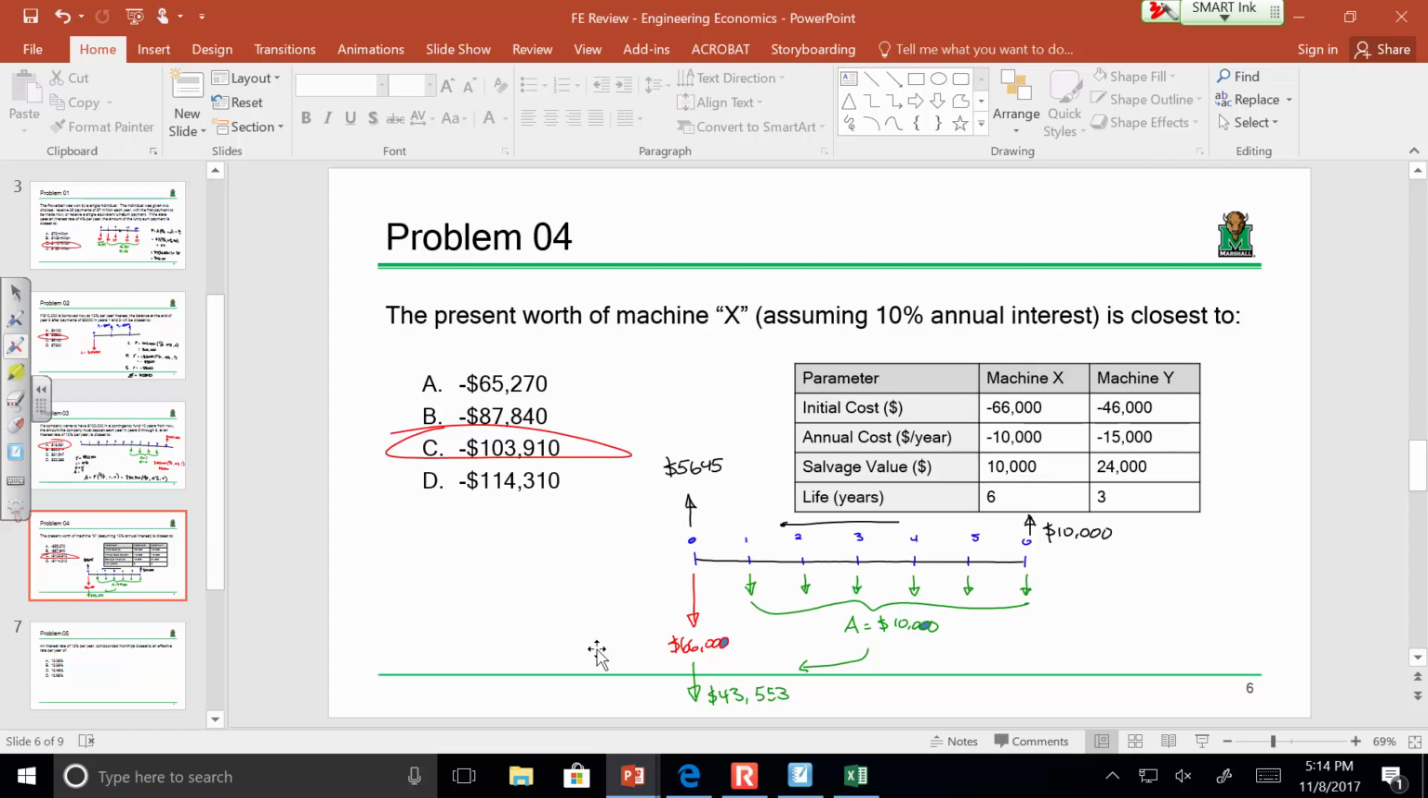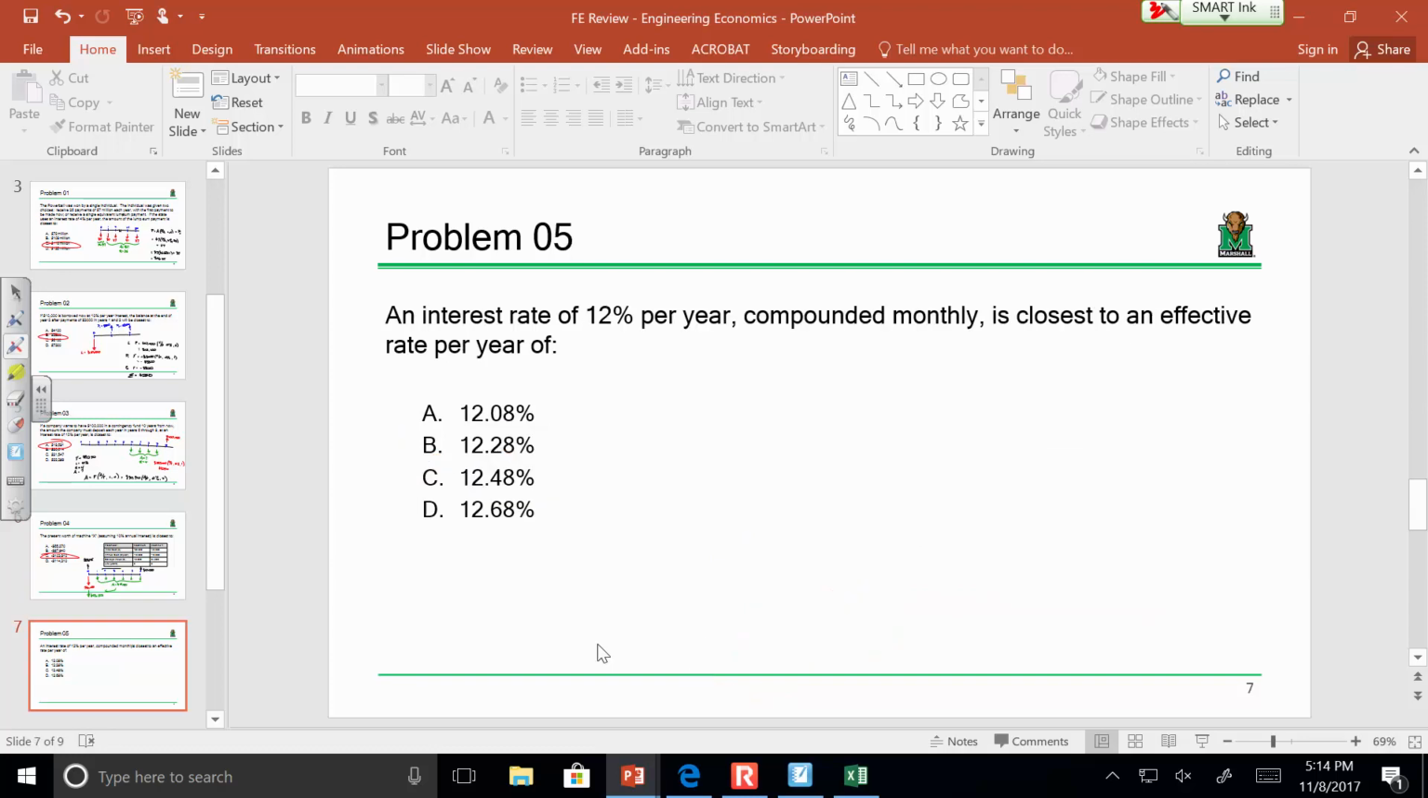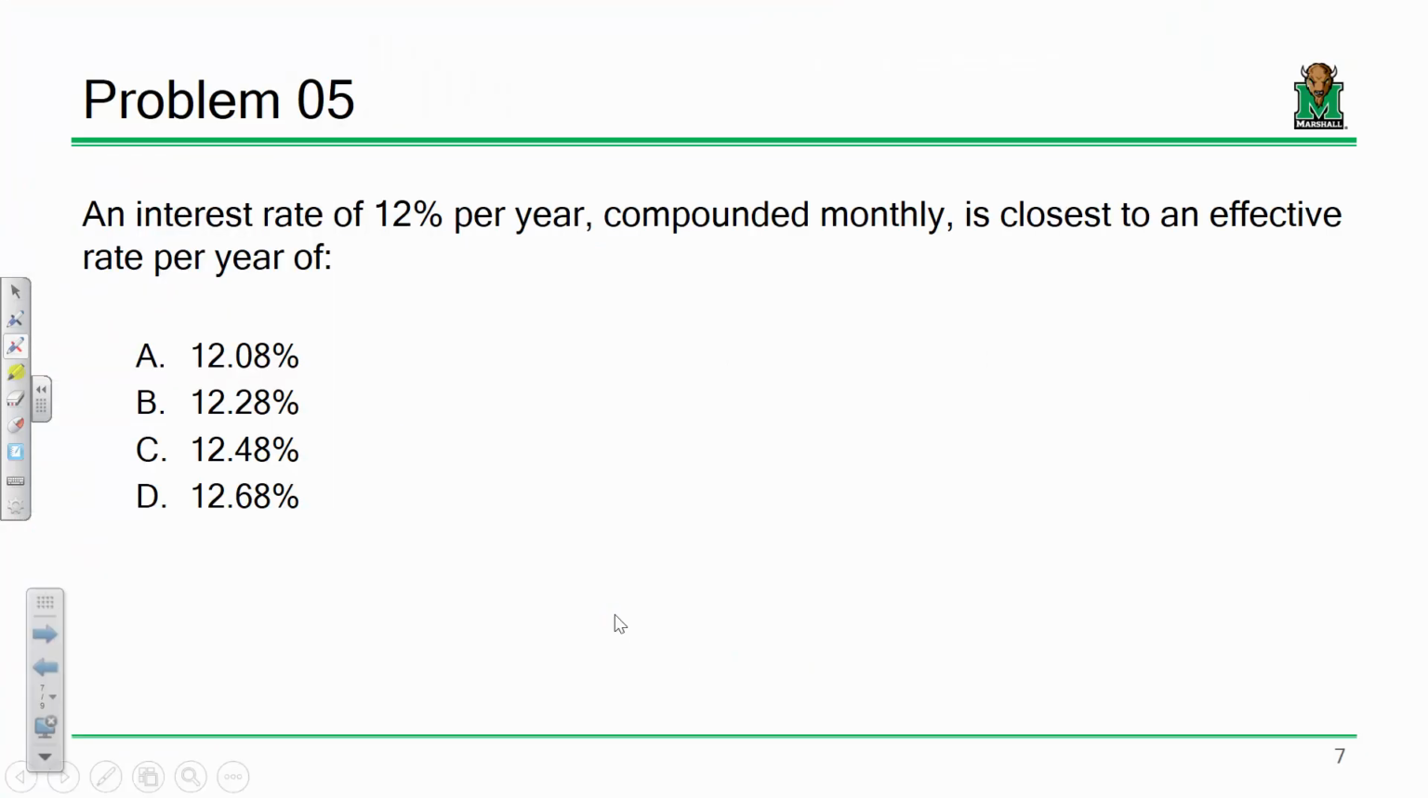This is not engineering economics all over again. So, everybody okay so far? Okay. Do you all remember this from econ?